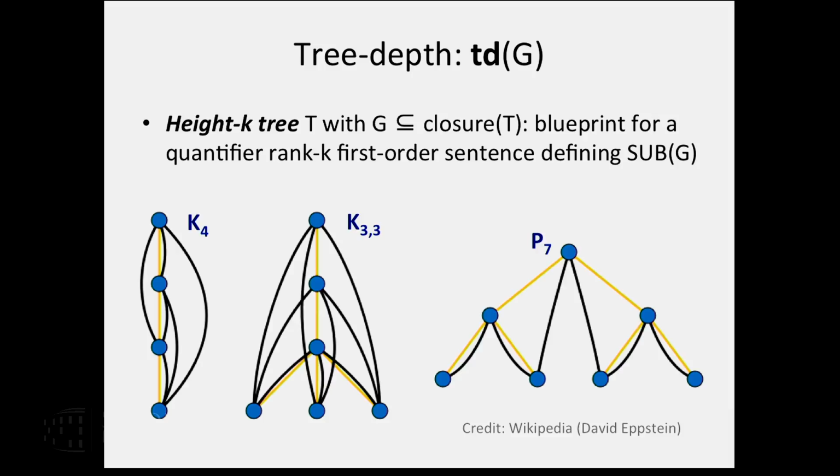And similarly to what we had before, if I give you a height k tree such that G is a subgraph of its closure, you could take this as a kind of blueprint for a quantifier rank k first order sentence which defines the G subgraph problem. So it's an easy exercise to show that this is giving an upper bound.